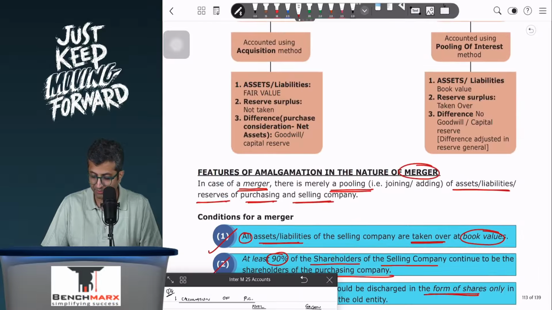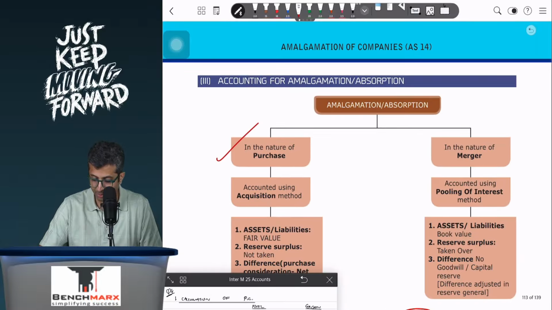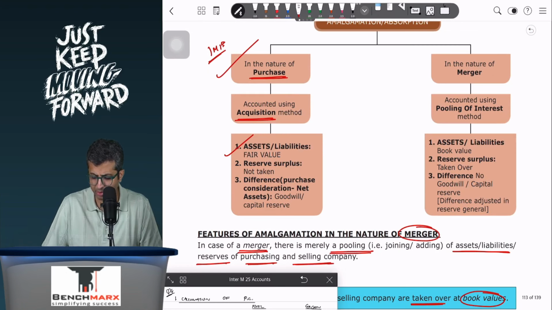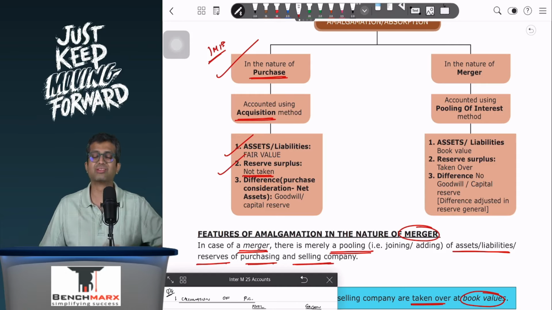Now, what are the features? This is more important from an exam perspective. Amalgamation in the nature of purchase, you will account it using the acquisition method where assets and liabilities will be taken over at fair values. Reserves will not be taken over. Remember, reserves are not a transferable item.